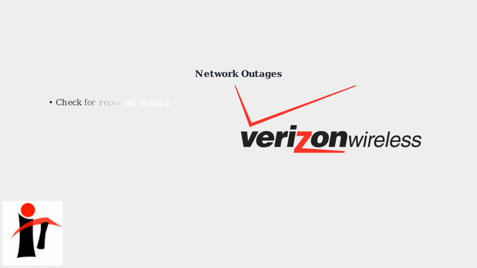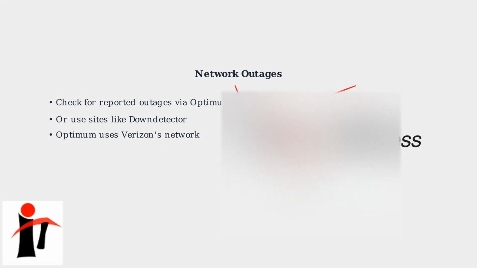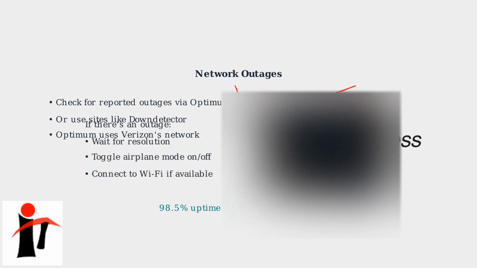Next, check for any reported network outages in your area. Use the Optimum Mobile app or a site like Down Detector. Since Optimum Mobile uses Verizon's network, a Verizon outage will affect you. If there's an outage, the best course of action is to wait for it to be resolved. In the meantime, toggle airplane mode on and off or connect to Wi-Fi if available.